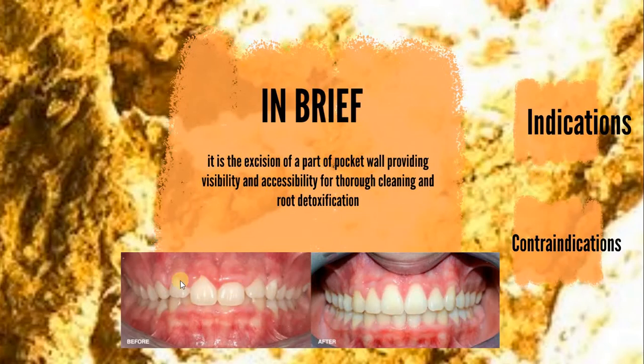As you see here, for example, there are a lot of swellings and pseudo pockets, and part of the tooth is buried under the gingiva. So we need to excise the excess pocket wall or pseudo pocket wall to get access to the full length of the crown and get root surface detoxification, and make room for good oral hygiene measures like brushing and flossing to be done properly on a daily basis.